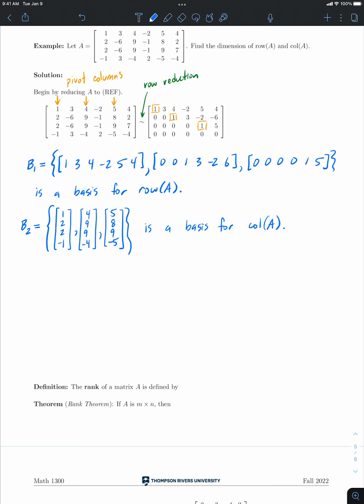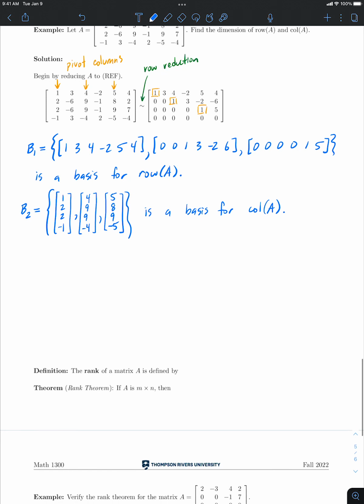Once we've found bases, we just need to count the vectors. So the dimension of the row space of A is what? Well, just count the vectors. You got 1, 2, 3. So the dimension of the row space is 3.